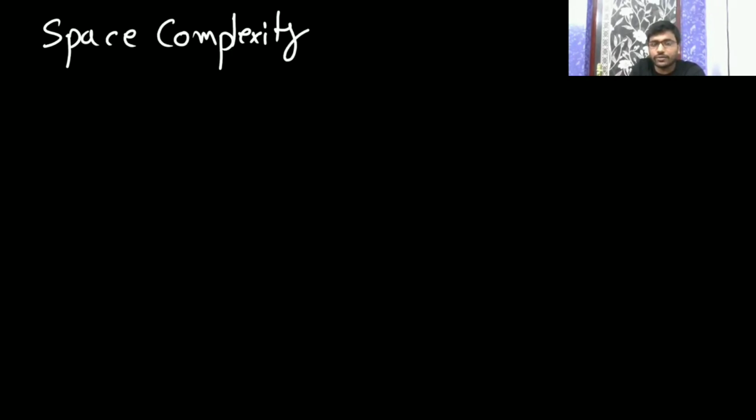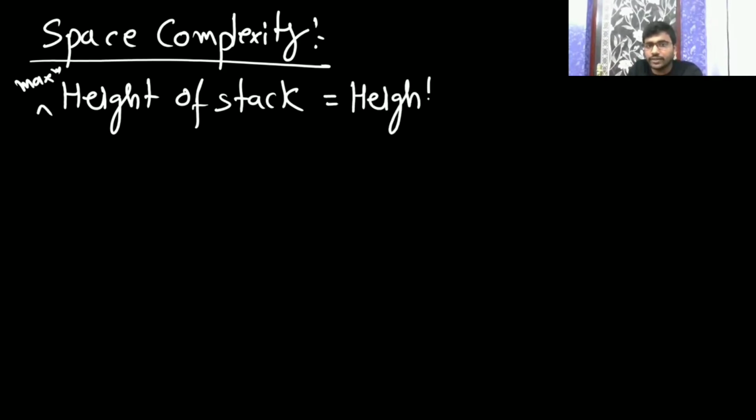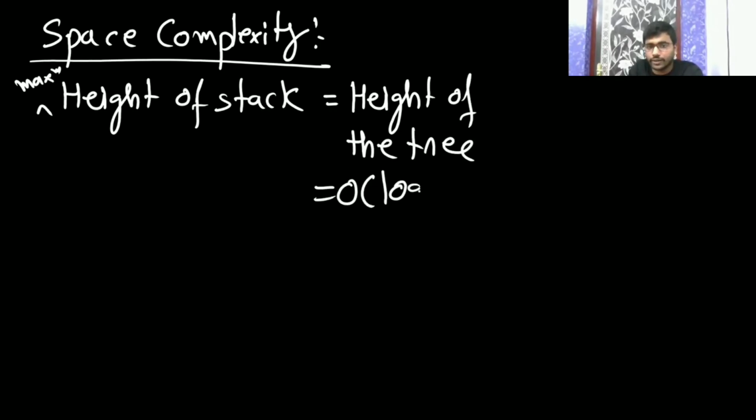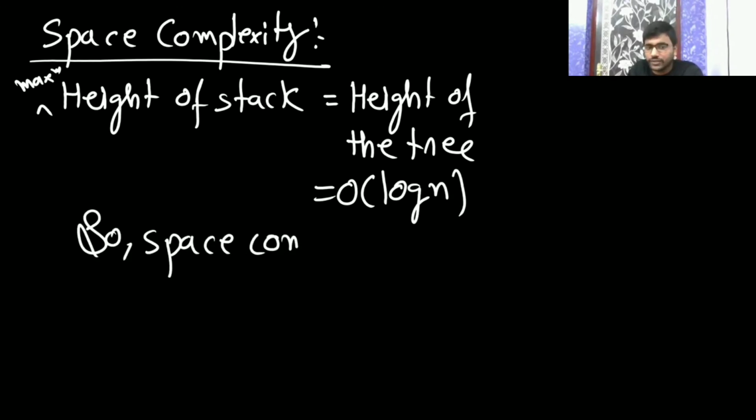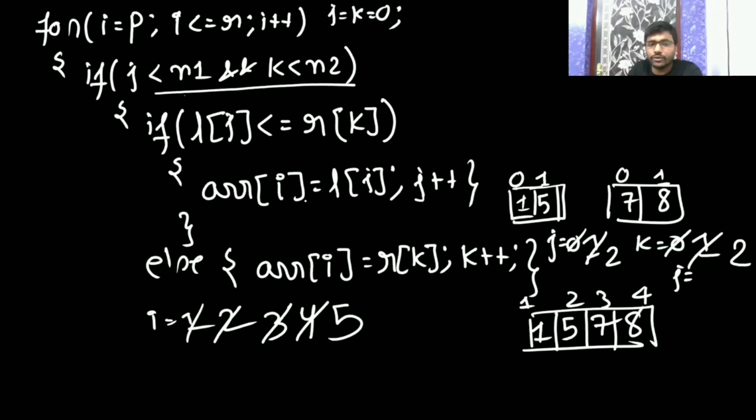So for the space complexity of merge sort, the maximum height of the stack is equal to the height of the tree, which is going to be big O of log n. So the space complexity for the merge sort recursion is going to be big O of log n.